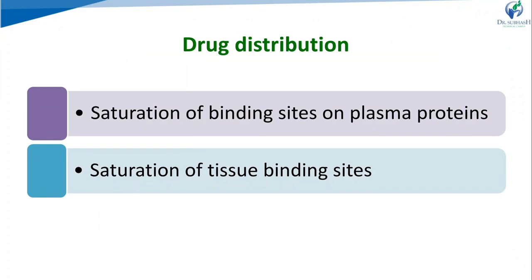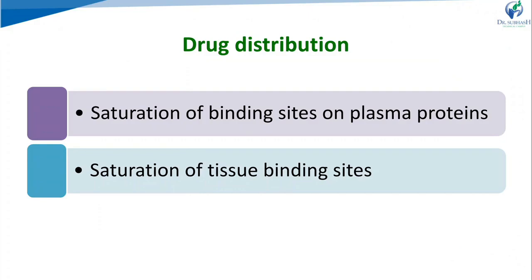Next, drug distribution. Non-linearity is also found in the distribution of drugs administered at high doses. The first cause may be saturation of binding sites on plasma protein, for example phenylbutazone.